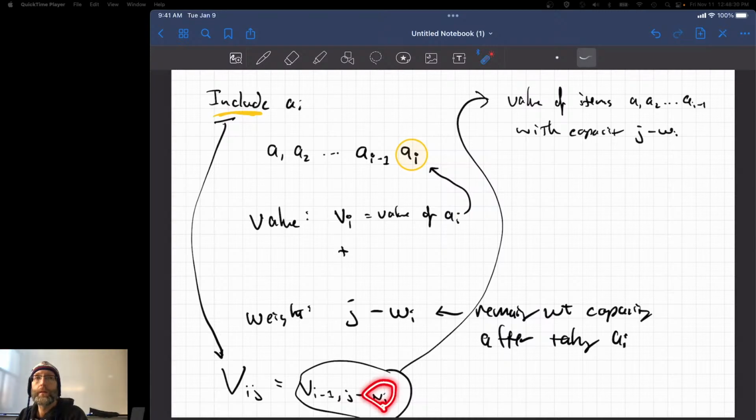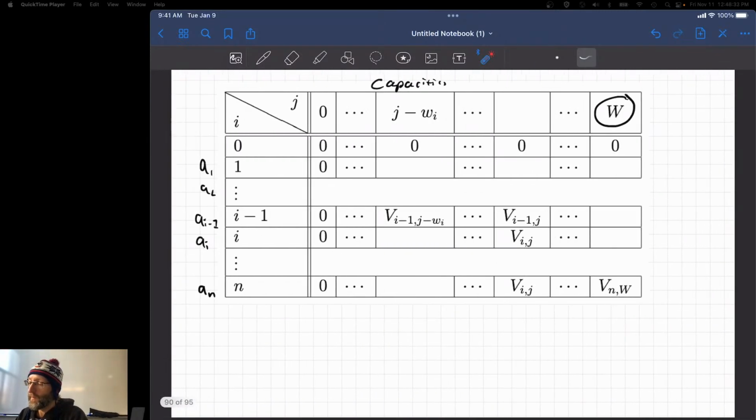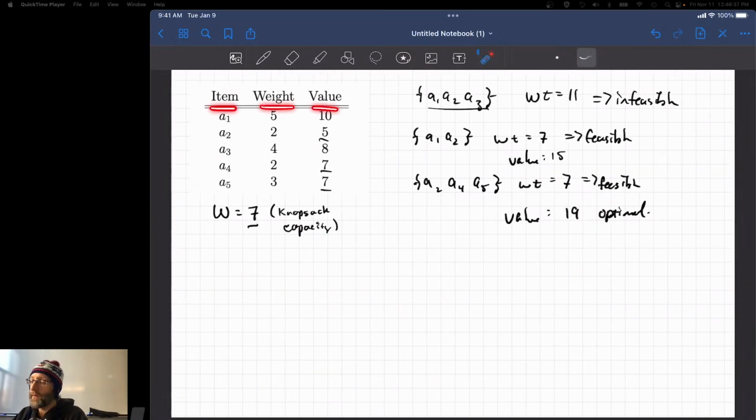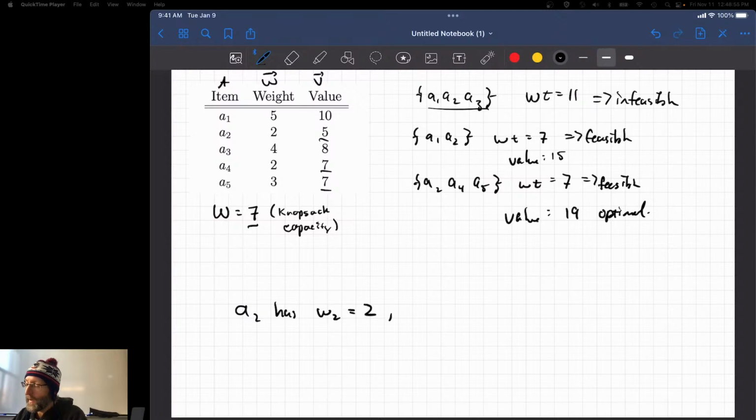This one right here, that's the weight. So the setup here is that we've got items, weights, and values. These items are a set. This is a weight vector, and these are the value vector. So for example, A2 has weight W2, which is equal to 2, and value V2, which is equal to 5, right? That one right there.